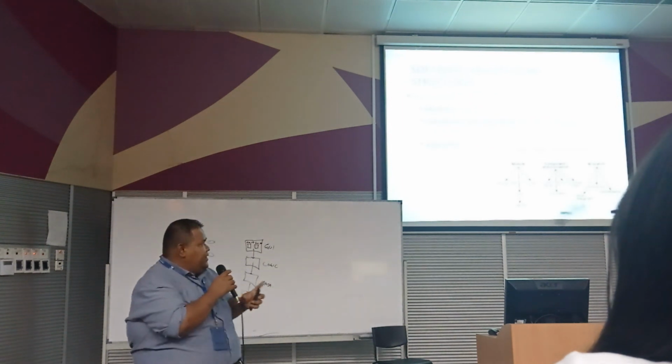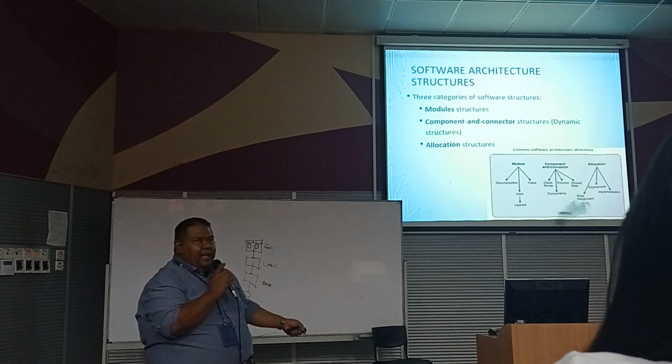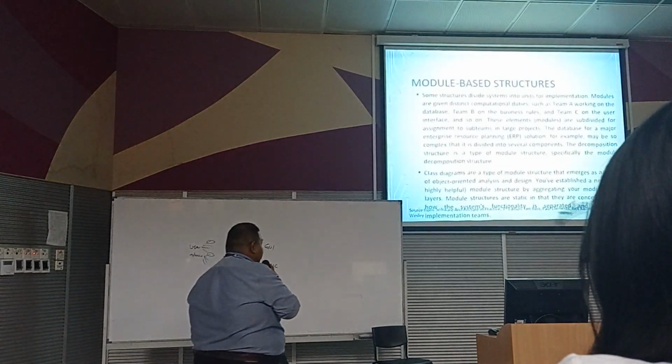So when I want to make a decision and create my own architecture, there are three styles of architecture that I can choose: module-based, component and connector, and allocation. Now let's look at them one by one.